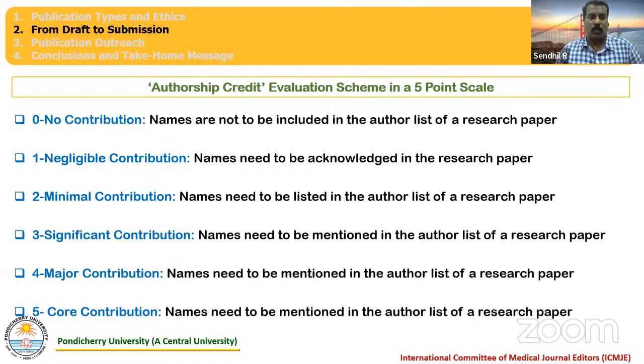Based on the score, for example, if the score is 0, it means there is no contribution from the particular person. In that case, the name should not be included in the author's list. If the score is 1, it means a negligible contribution. In that case, the name has to be acknowledged. We should not give authorship, but you can give credit in the acknowledgement. Then the score ranges from 2 to 5. 2 means minimal contribution, 3 means significant contribution, 4 means major contribution, and 5 is the core contribution. Irrespective of whether the score is 2, 3, 4 or 5, you have to give the particular person authorship as a contributor to the paper.